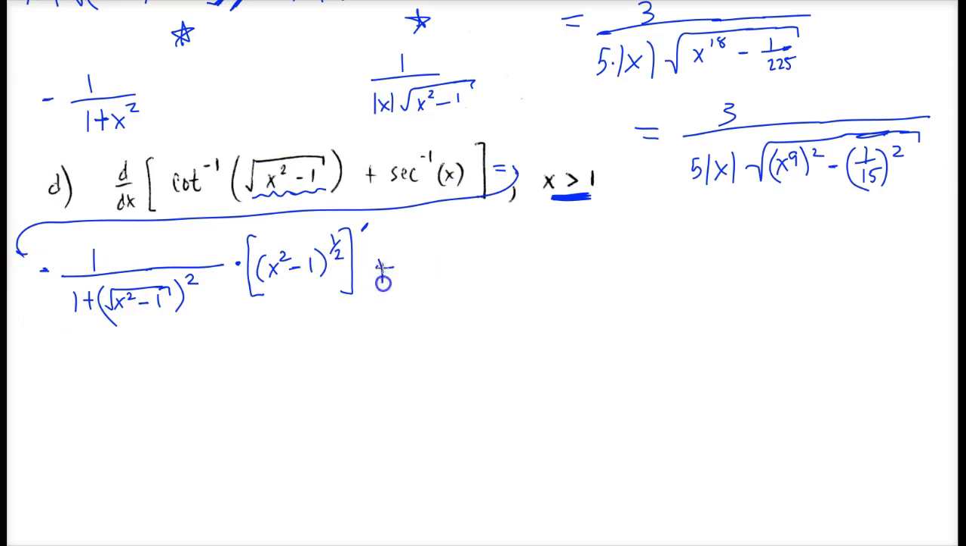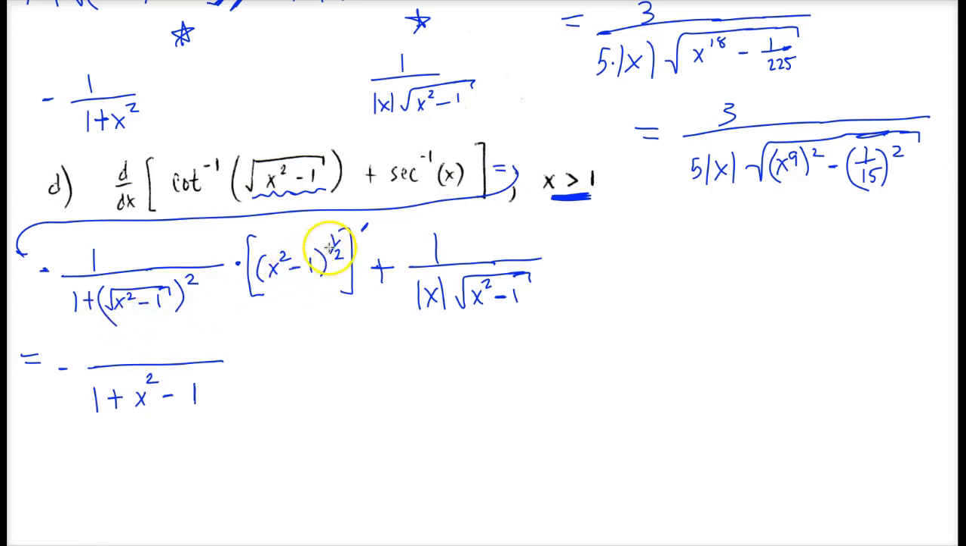So plus, now let's do the derivative of secant inverse of x, which is simply just 1 over absolute value of x times square root of x squared minus 1. Okay, so from here we need to take the derivative of x squared minus 1 raised to the 1/2. So let me just go ahead and write the rest of this information down. And we know that the square root of anything squared is just that same thing. We just lose the radical sign there.